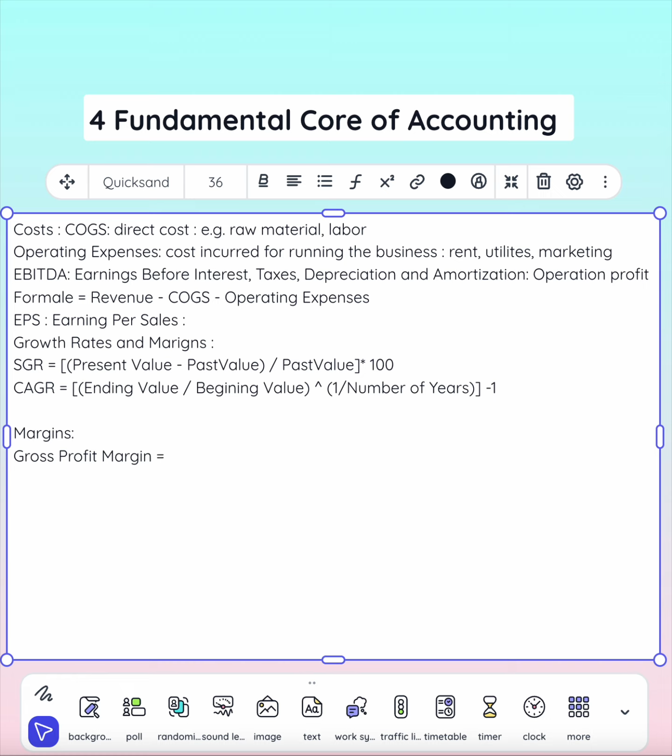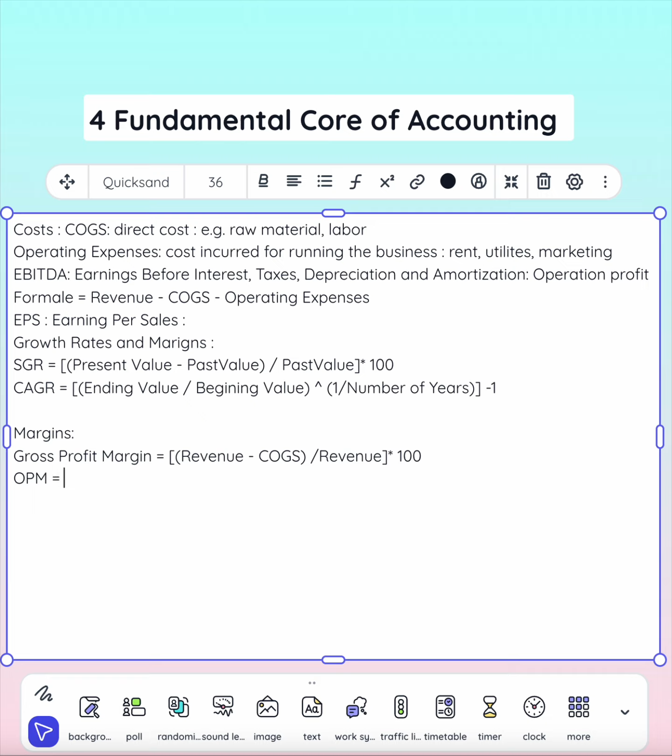It is calculated using revenue minus cost of goods sold, divided by revenue, multiplied by 100: gross profit margin. This margin shows the percent of revenue remaining after deducting the direct cost of producing and selling goods or services. Then you have the operating profit margin.